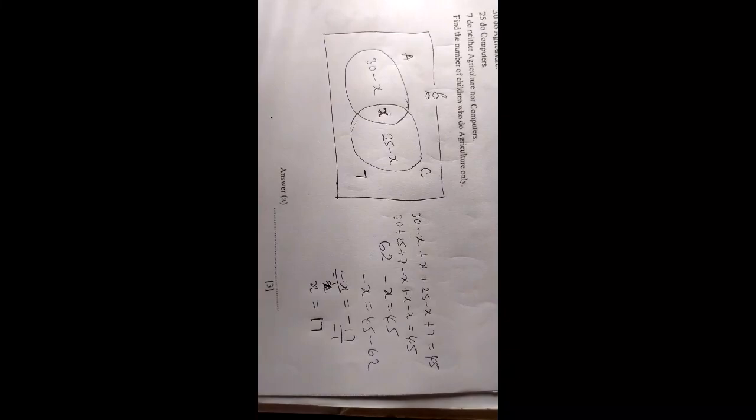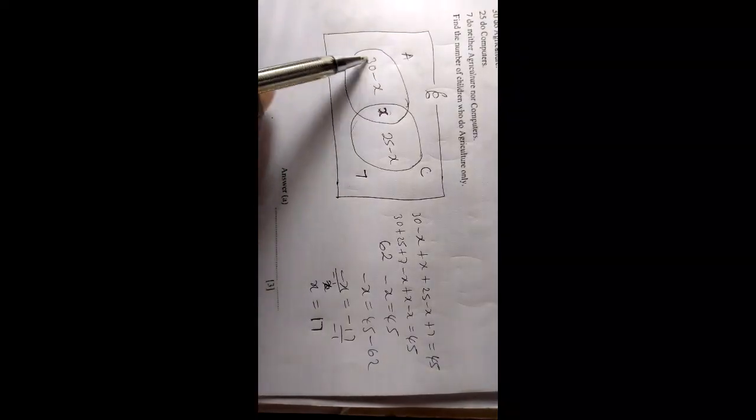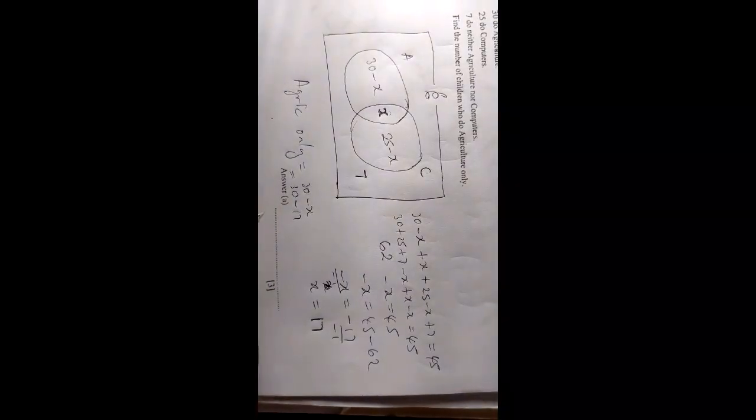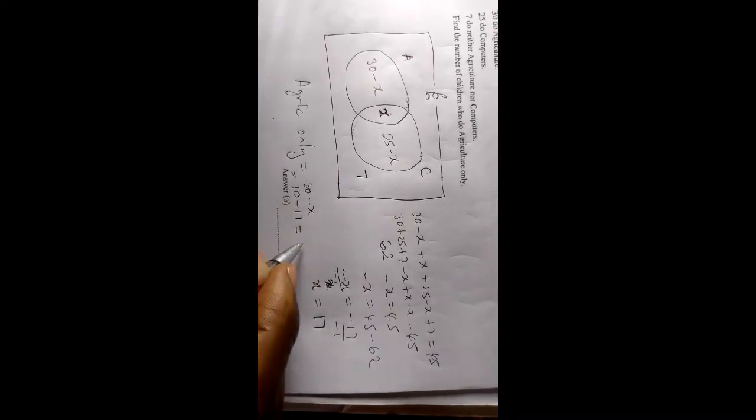So this is the number of students who do both subjects. But here what you want is those who do agriculture only. So agriculture only is here. Agric only is equal to 30 minus x, which is equal to 30 minus 17, and there we get 13.